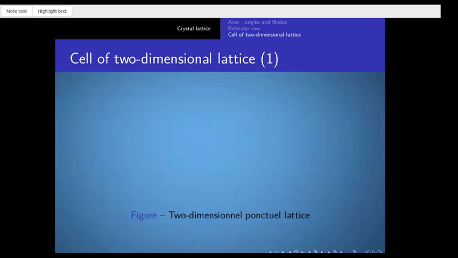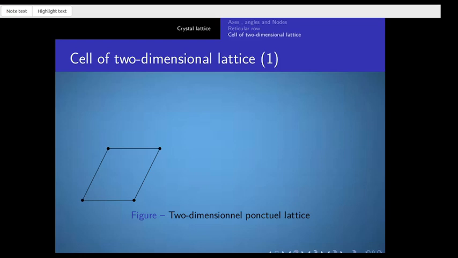Now we finish with studying the cell of the two-dimensional lattice. To construct the cell, we have to draw 4 nodes: the first node, second, third, and the fourth node. And we join these nodes to each other. And we find the cell of the two-dimensional lattice.